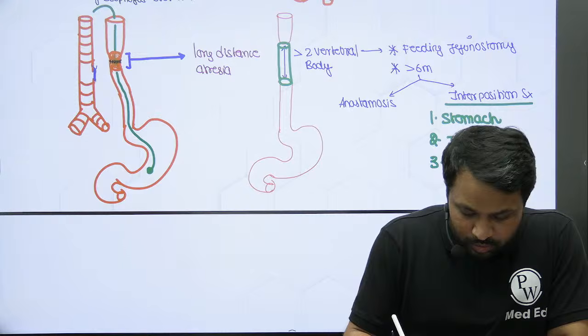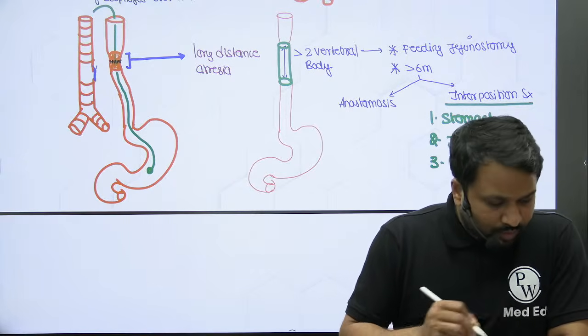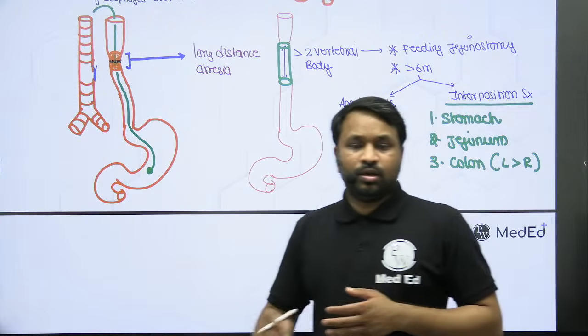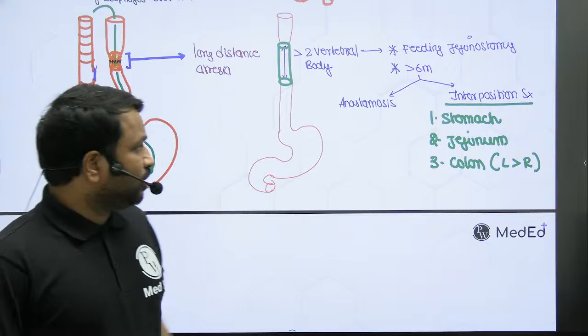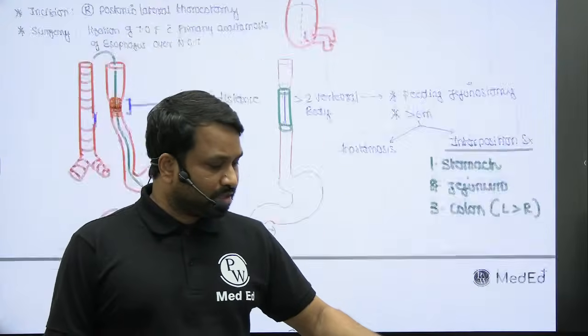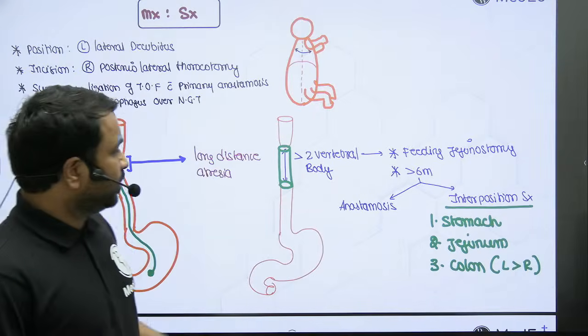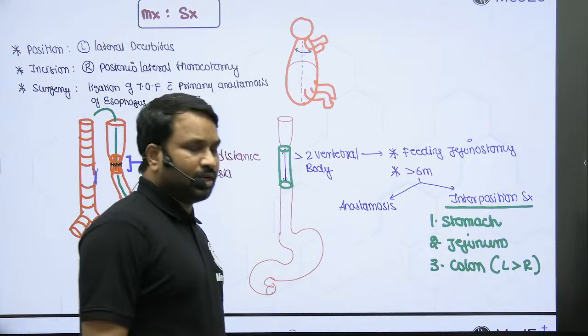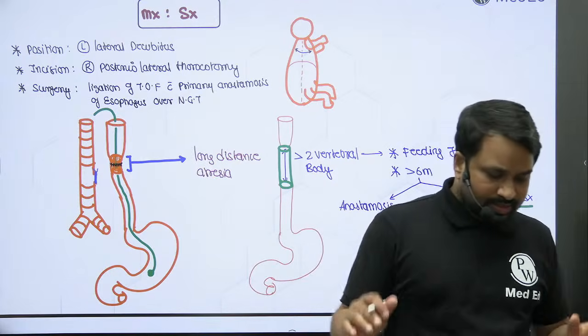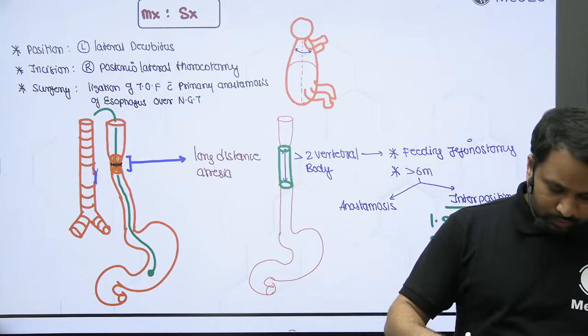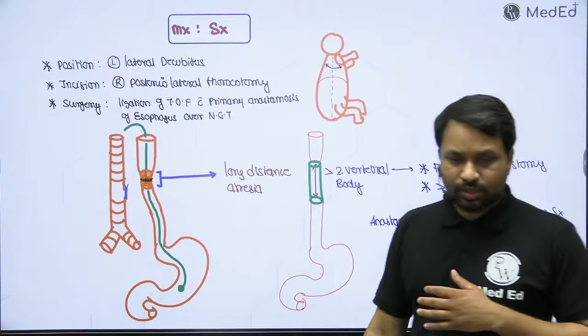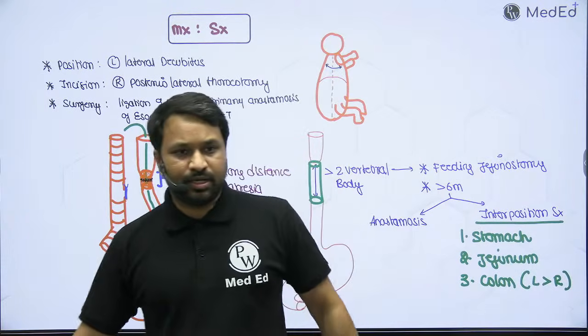जब भी colon होगा, left will be preferred over right. So stomach, jejunum, and colon. All these are preferred when we are doing an interposition surgery. Okay? So this is how you are supposed to answer your questions on tracheoesophageal fistula and atresia.